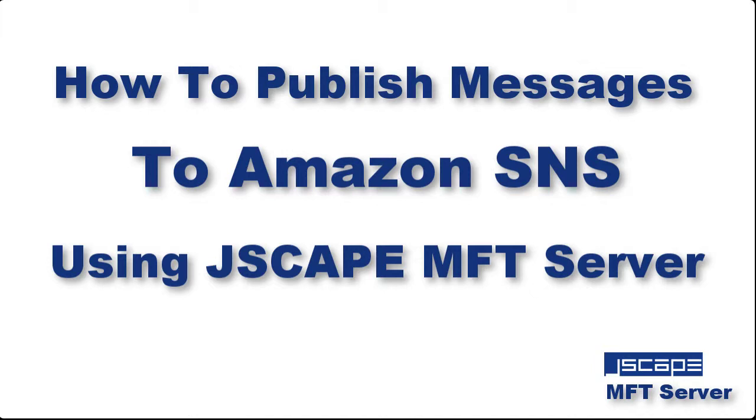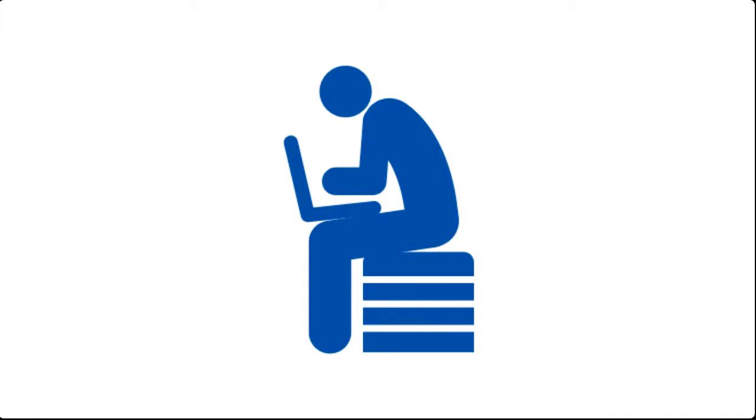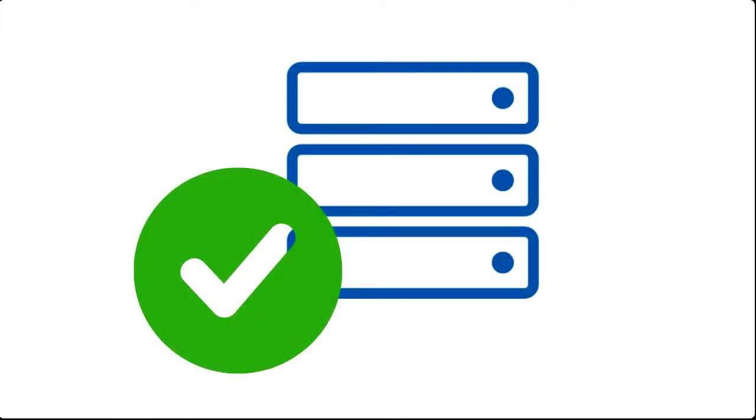In today's video, you'll learn how to publish messages to an Amazon Simple Notification Service, or SNS, topic using JSCAPE MFT Server. There could be a couple of reasons why you would want this capability, but one big reason is so that you can get notifications when certain events occur on your server. This will keep you on top of things and enable you to act on them before they turn into issues.